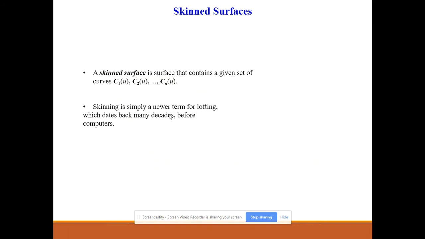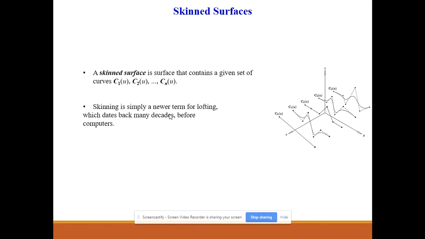Next, coming to skinned surfaces. A skinned surface is a surface that contains a given set of curves C1, C2, and so on, up to Cn. As you can see in the picture, from C0 to C4, there are slight differences between all the curves. One is a straight line, and all the sharp features and curves can be seen in these curves.